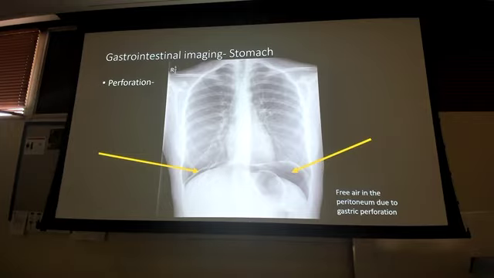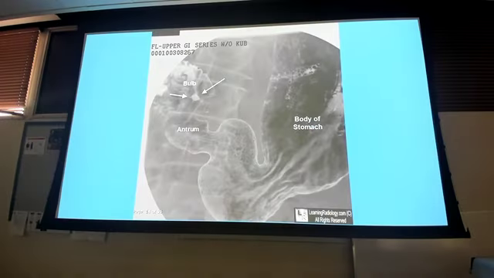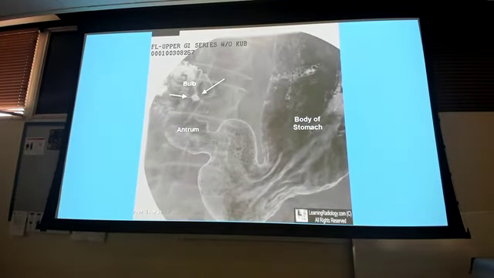Can't know that by the picture, but I'm just letting you know. All right, so what are those arrows pointing to based off of this? So here's the body of the stomach. Fundus is up here, antrum and pyloric area, so that's going into the duodenum. So then what do we got there?